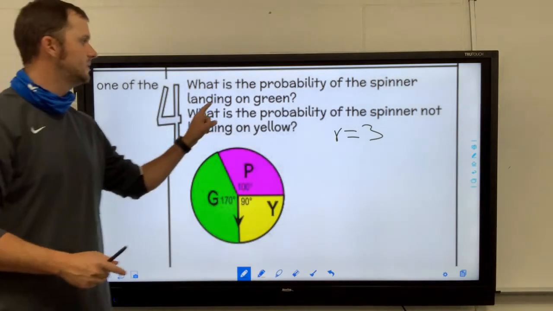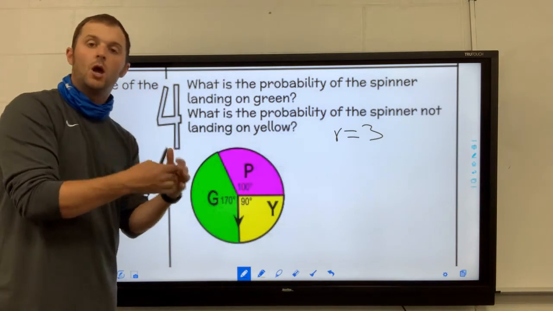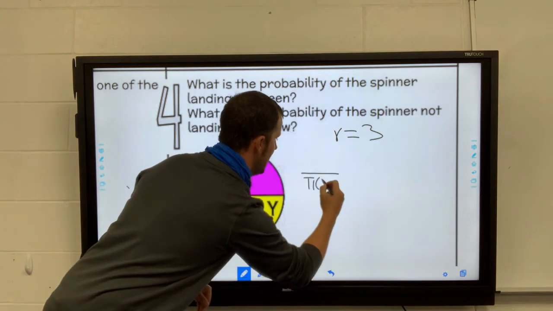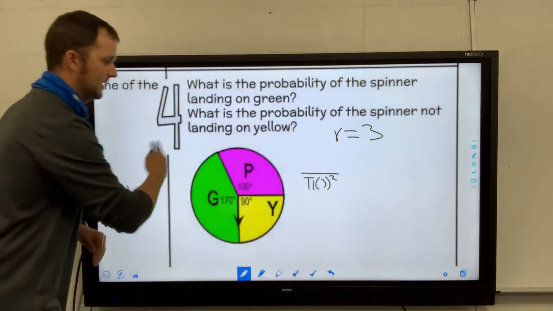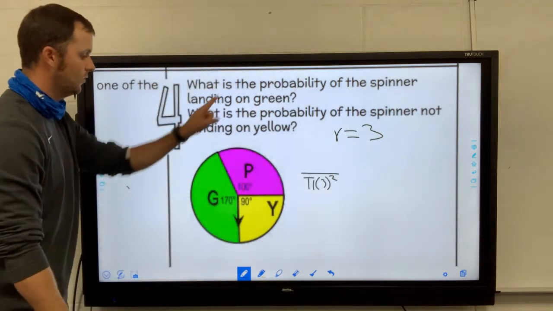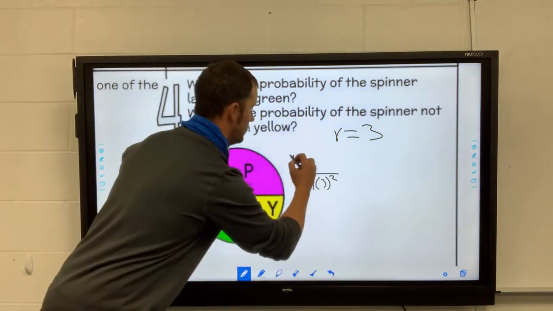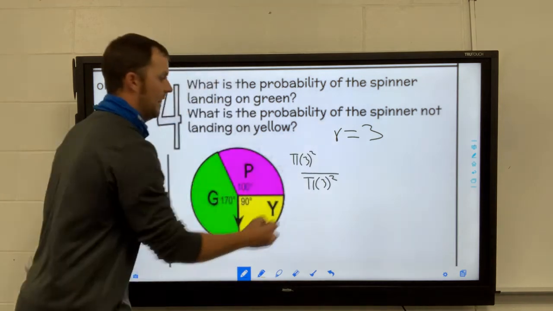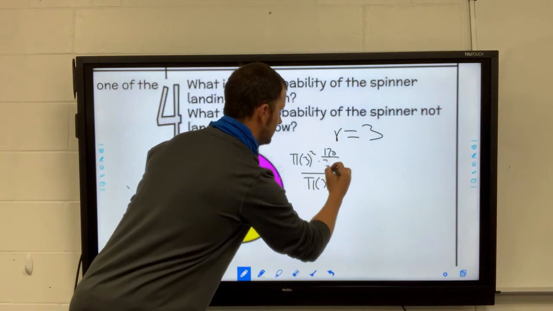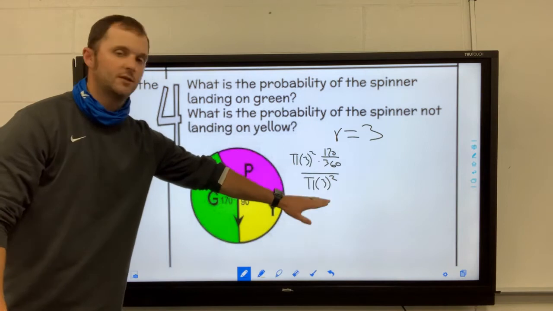So the first one it wants is the probability of landing on green. So remember, I want the area of what I want over the total area. So I know the total area is going to be pi times the radius squared. So that's going to give me the total area. So now I got to find the area of what I want. So the green area has a degree measure of 170. So I'm going to take the total area of my circle and I'm going to multiply it by the ratio of 170 over 360. Because that's going to give me the area of that sector. So I'm taking the area of the green sector over the total area.